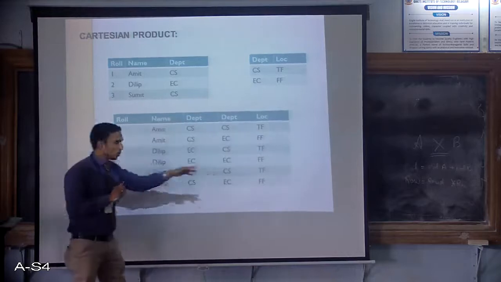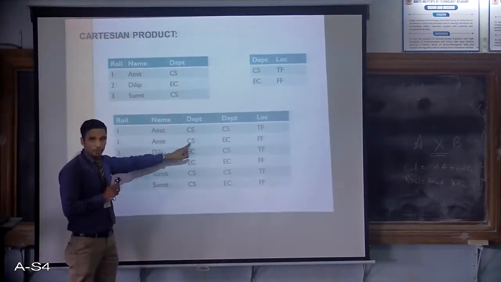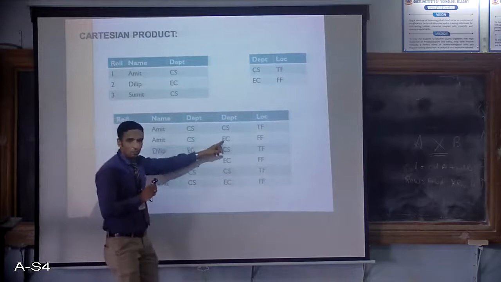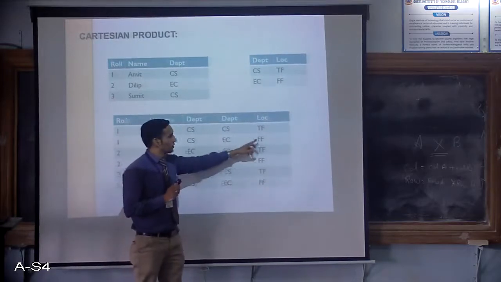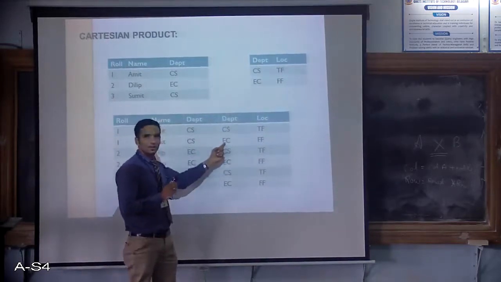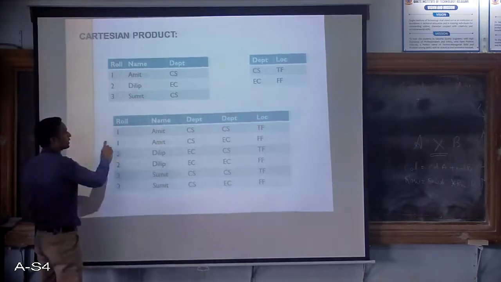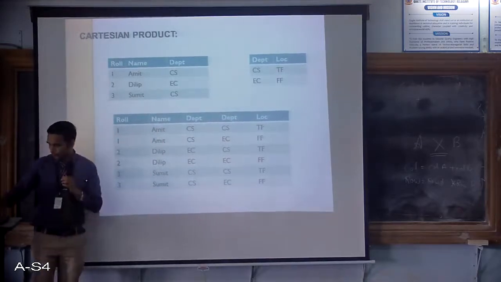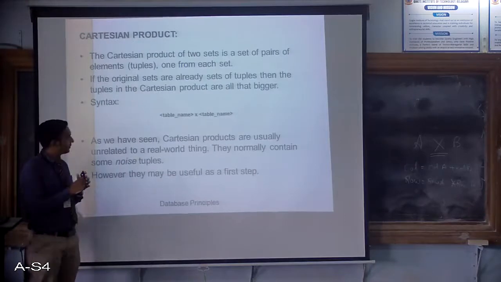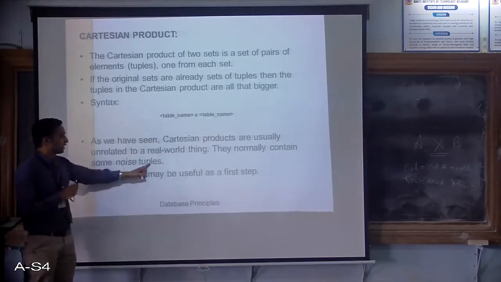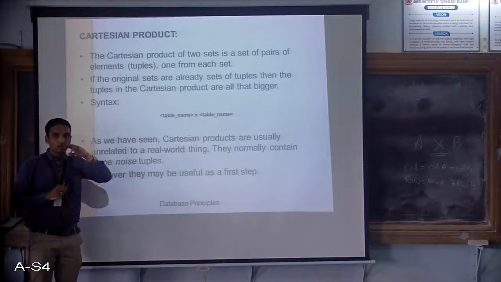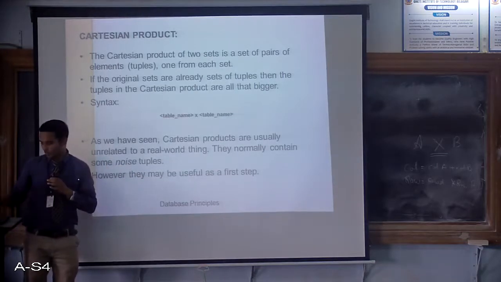But look at the next row. Amit, his department is CS, but this row is mapped with EC, which is first floor. So CS is not matching EC. That means this row is a noisy row. They contain the noisy tuples. So unrelated tuples are called noisy tuples.